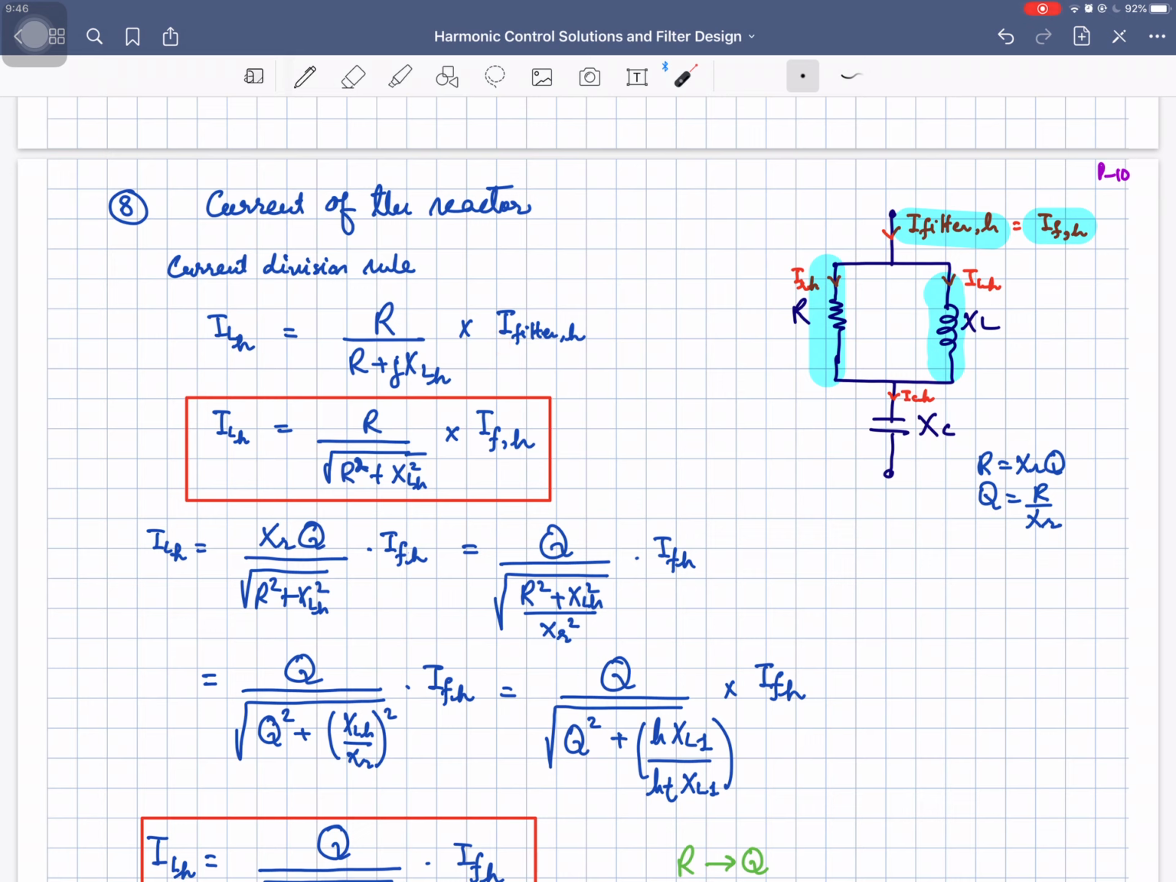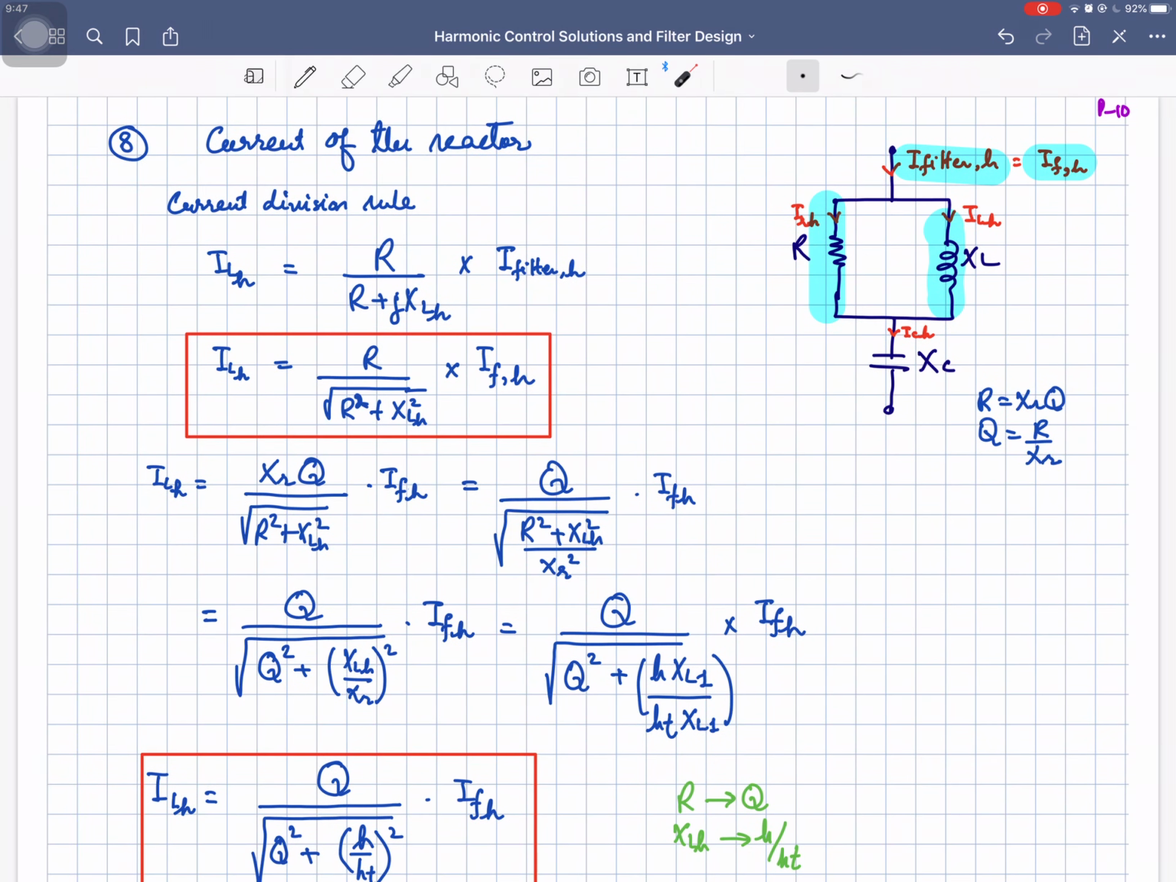If we rearrange it or write it, it will be like that. That is the magnitude, R over the square root of R square plus XL H square, into this IFH. So you will get the magnitude of the current through the inductor. And if you know the current through the inductor, you can express it in terms of the quality factor.